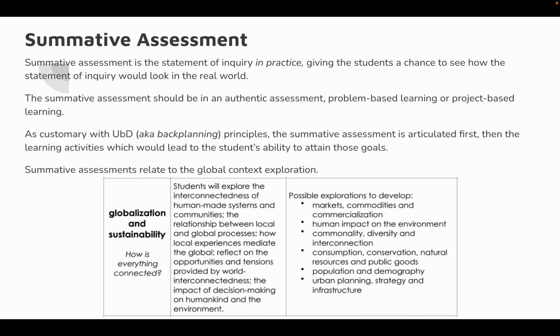And for the summative assessment, the teacher would first think about what sort of summative assessment they want the students to complete. The summative assessment probably has a couple of parts, at least it does the way that I create them for the units. But they should be engaging and fun and realistic and incorporate the skills that they've learned throughout the unit. The summative assessments also should express the statement of inquiry, and they should also be able to relate to one of the explorations within the global context.